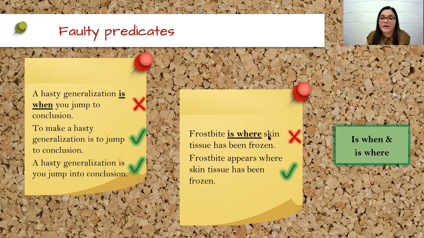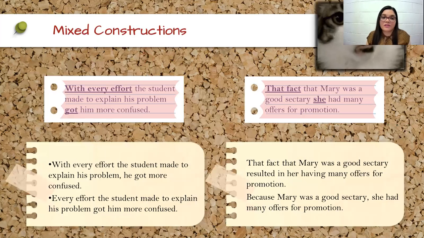First bite is where skin tissue has been frozen. First bite appears when skin tissue has been frozen. Appears where is correct, but is where wouldn't be an effective sentence. Is when, is where sometimes lead us to faulty predicates. And then these mixed constructions, as you can see, once again, we confuse the reader. So instead of having correct sentences, we are making incorrect sentences.